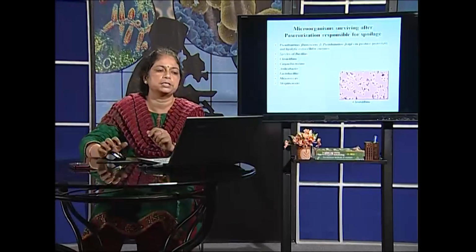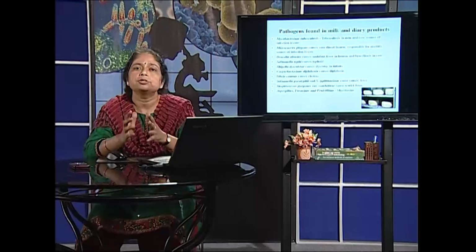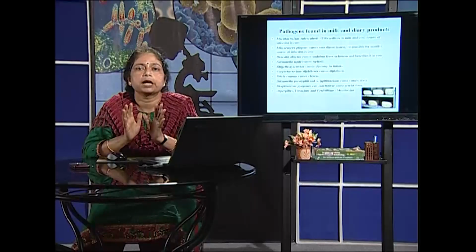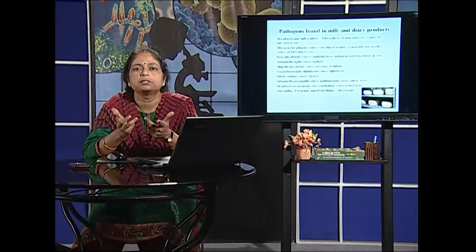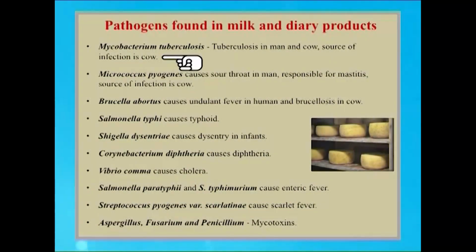These bacteria are species like Pseudomonas fluorescens, Pseudomonas fragi, species of Bacillus, Clostridium, Corynebacterium, Arthrobacter, Lactobacillus, Micrococcus and many species of Streptococcus. All of these are able to resist the high temperature given during pasteurization. The pathogens which are found in the milk, or which can affect the color and the taste of the dairy product, can be these. Mycobacterium tuberculosis is responsible for causing tuberculosis, and this comes from the cow.